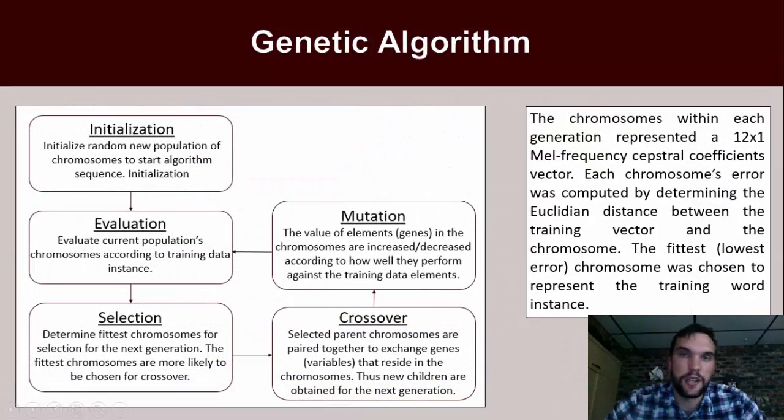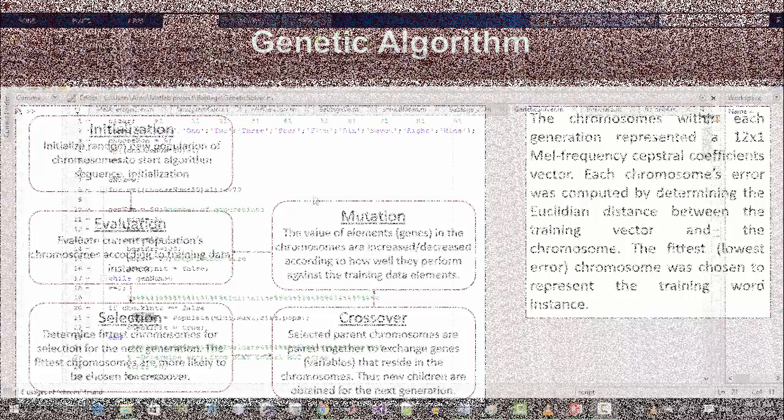And now we come to the genetic algorithm. This is succinctly described by the diagram in the slide. We start off with the initialization phase, then we have the evaluation, selection, crossover, and mutation phases, which are repeated as per a generation counter. Now, the genetic algorithm is based only on the frequency cepstral coefficient extraction technique, and this is because of the convenient sizes of the vectors as an output from the technique.